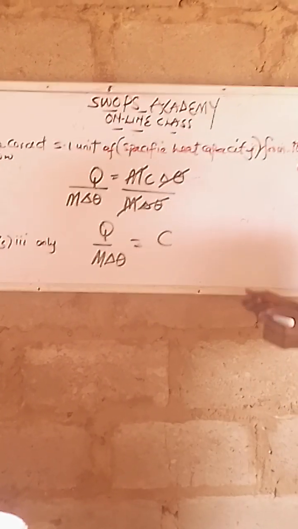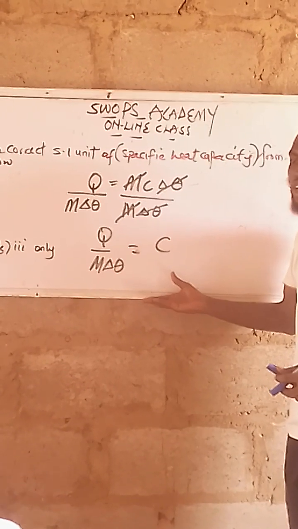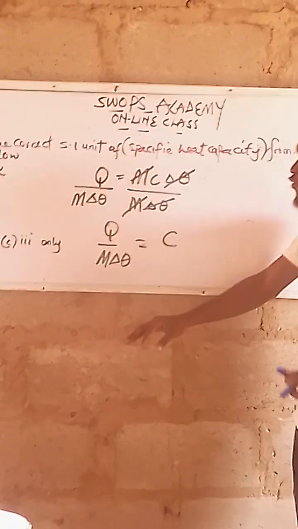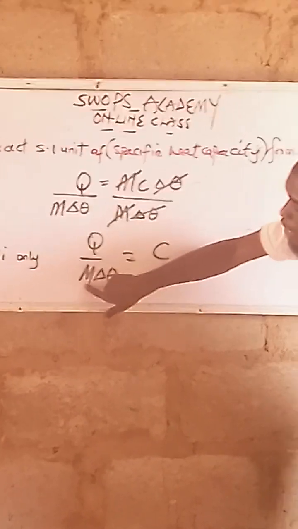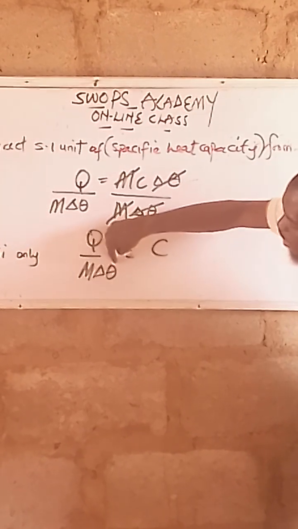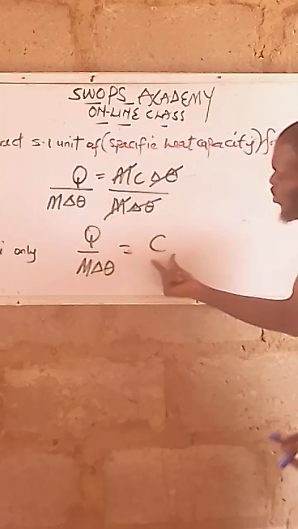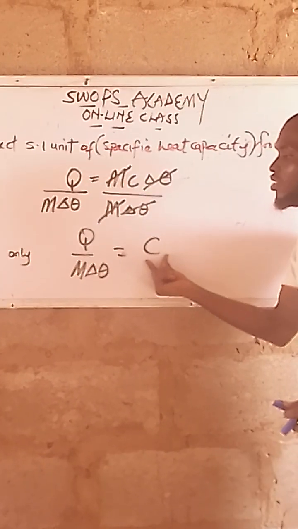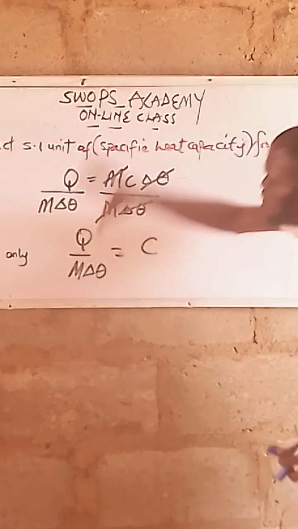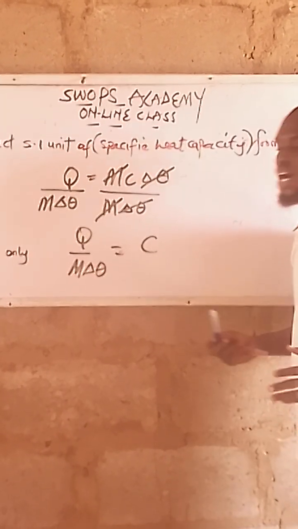Are we together? Now check. Is this a derived quantity or a fundamental quantity? It's also a derived quantity. As a result of what are we having this? Mass is a fundamental quantity, coupled with temperature, which is also a fundamental quantity, to form this particular specific heat capacity. That is why we classify specific heat capacity as a derived quantity. Are we together?